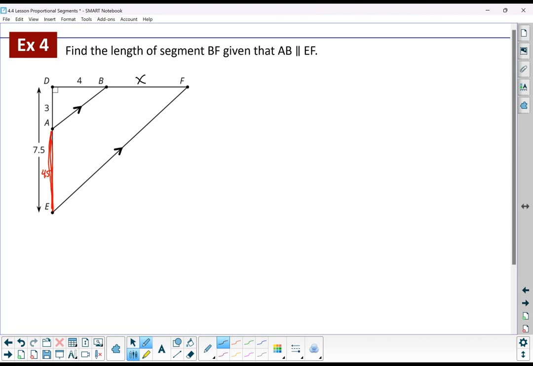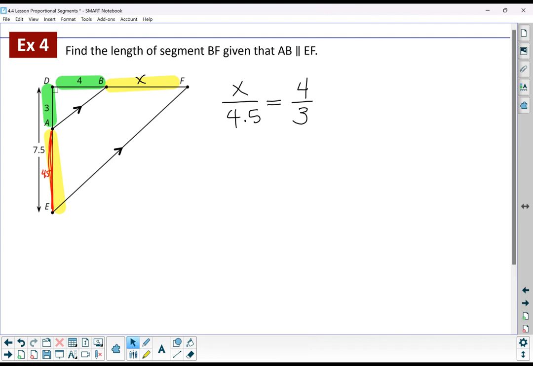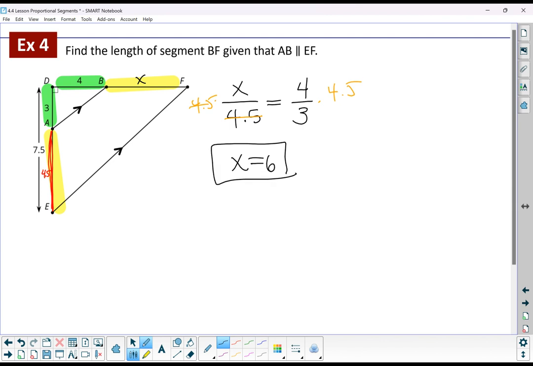So if we set up our proportion, let's see, I'm going to do x over 4.5 is equal to 4 over 3. So that works as one way of setting it up. If you saw a different way, that's probably okay. There's several correct ways. We're going to multiply both sides of our equation by 4.5. And that gives us x is equal to 6.